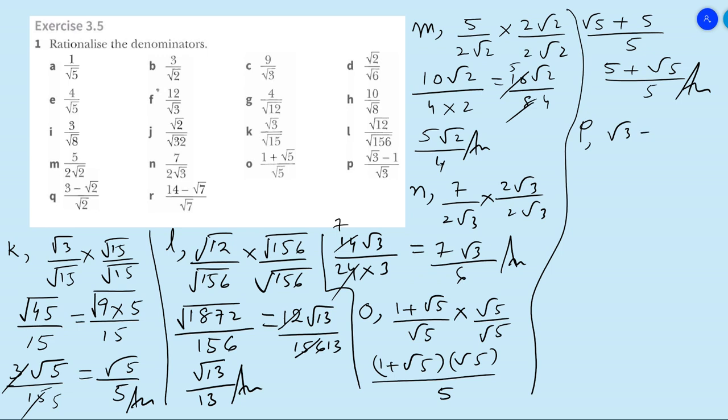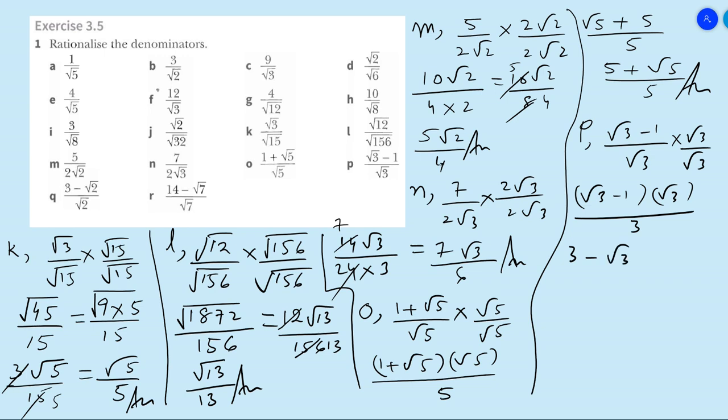Root 3 minus 1 upon root 3. Multiply and divide by root 3. So root 3 minus 1 multiply by root 3 upon root 3 into root 3 is 3. Root 3 into root 3 is 3. Root 3 into 1 is root 3 upon 3. So 3 minus root 3 upon 3 is the final answer of part P. Now I will make some space in order to do part Q and part R.